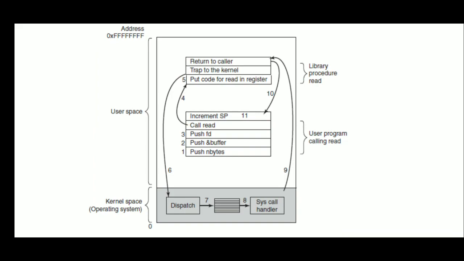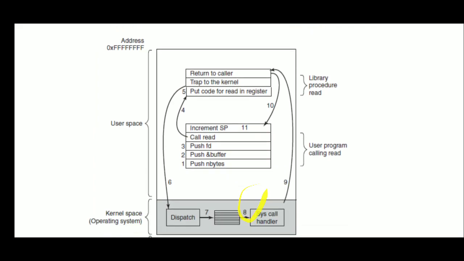For that we push fd, that is, push the function demand to the call reader. The call reader will put the code in the read register, first loading in the temporary register. After that, the sixth step is trap to the kernel and dispatch. From the read function it will go into the kernel space. After dispatching it will move on to the system call handler, and whichever read system call is required, the system will provide.